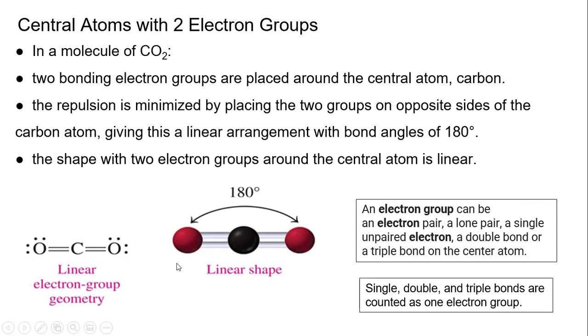It does not matter if it has single, double, or triple bonds. Carbon dioxide here has double bonds, but we still count it as one attachment. We have one electron group here, one electron group here. We're not at this point interested in what type of bond it is. It's just an electron group.